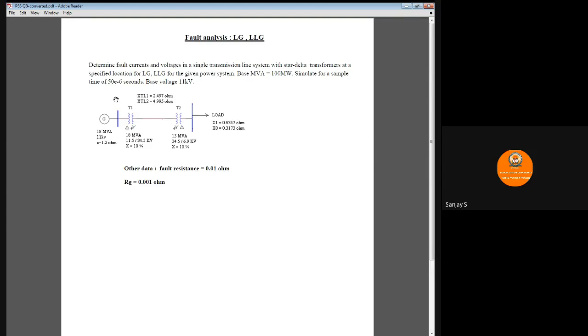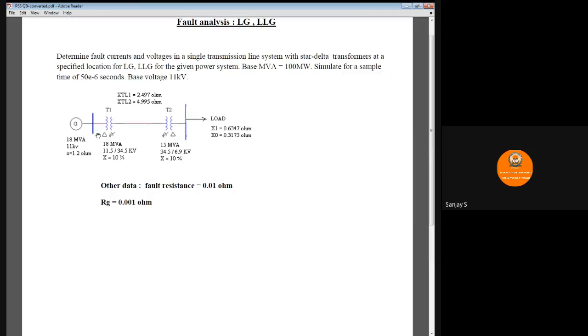So here if you go through the system, we have a generator of rating 18 MVA, 11 kV, and the internal reactance is 1.2 ohms. You are having a bus bar here, and from the generator bus bar it is connected to a step up transformer of connection configuration delta star, delta in primary, star on the secondary, neutral grounded. Its rating is 18 MVA, 11.5/34.5 kV, and the reactance is 10%. We are having a transmission line connecting the two transformers.